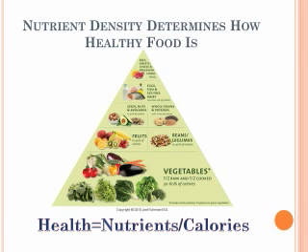Dr. Fuhrman came up with a food pyramid based on the nutrient density of foods. There is a simple equation that he uses to determine how healthy certain foods are. The equation is health equals nutrients divided by calories. Therefore, the more nutrients and fewer calories a food has, the more nutrient dense that food is.